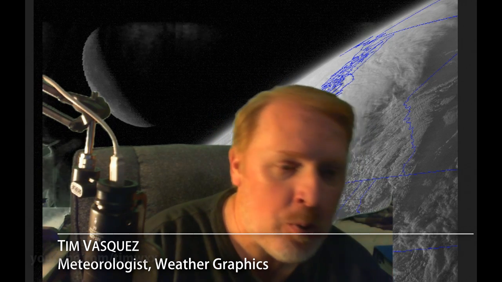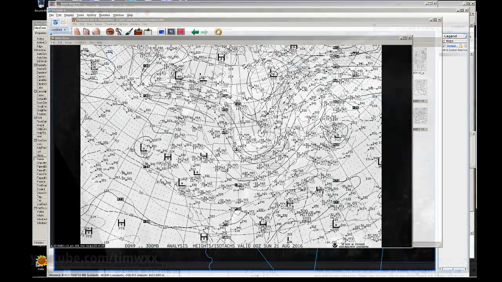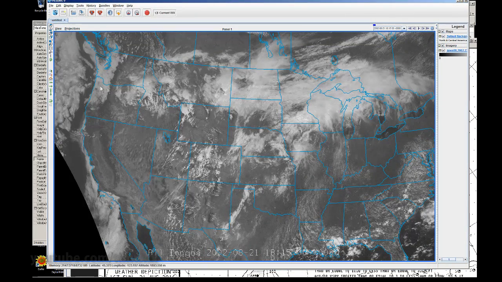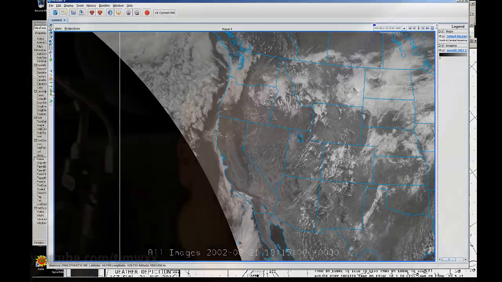So the point of this presentation is to take a look and see if we can find the areas with the best sky conditions. And we can do that to a certain extent using historical data. So we're going to go back 20 years and try to find clues about what we will see for this eclipse event.